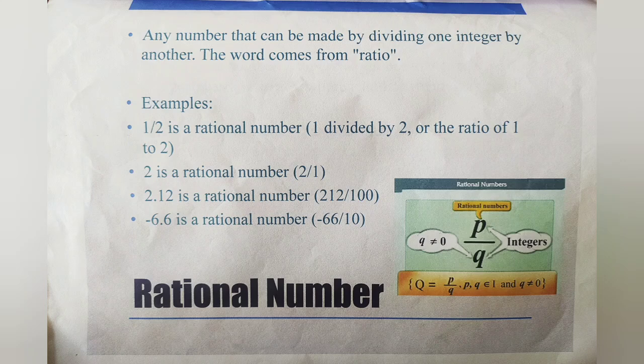After the integers, there come rational numbers. The word comes from ratio. Any number that can be made by dividing one integer by another, but here it should be noted that the integer in the denominator should be non-zero. 1 by 2 is a rational number. 2 is also a rational number because 2 can be written as 2 by 1.